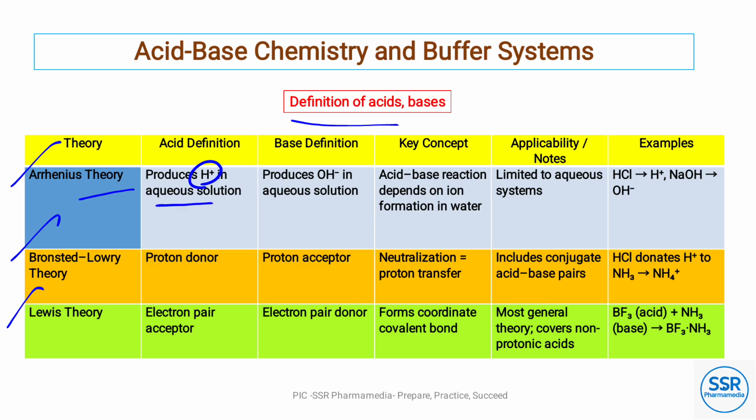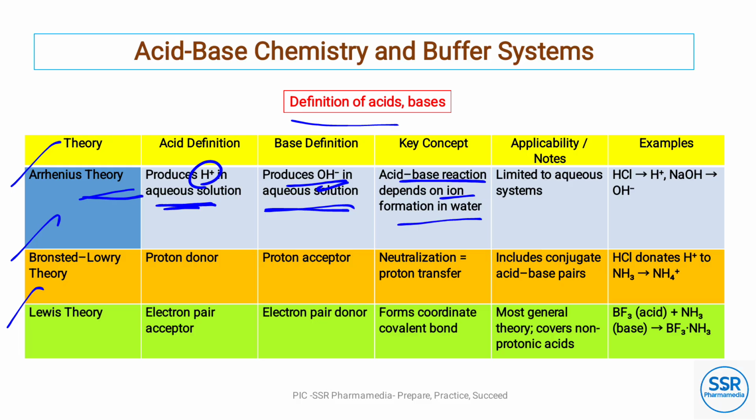The same scientist said that a base donates or produces OH minus ion, hydroxide ion, in aqueous solution and forms water. So according to Arrhenius, acids donate H plus ion in aqueous solution and bases donate OH minus ions in aqueous solution. The key concept of this Arrhenius theory is that acid-base reaction depends on ion formation in water only.